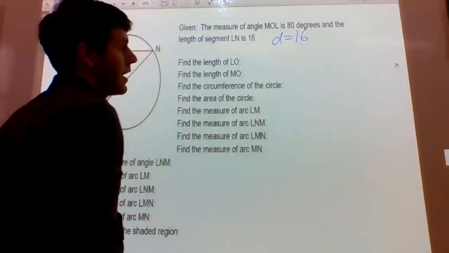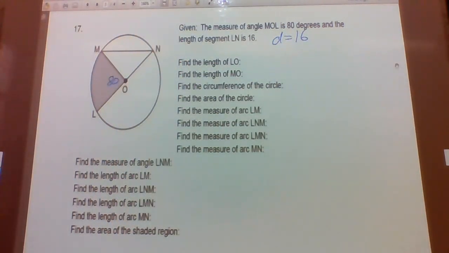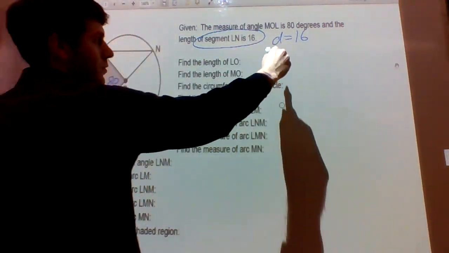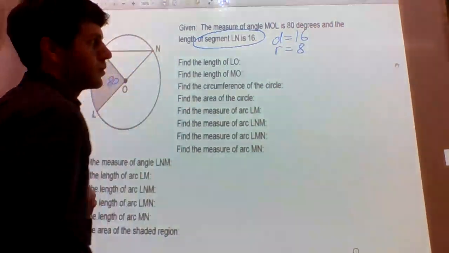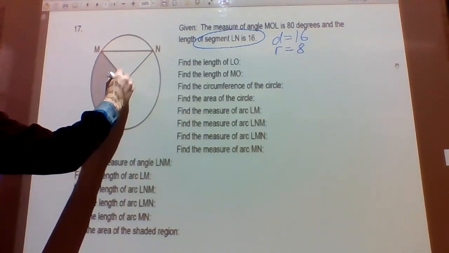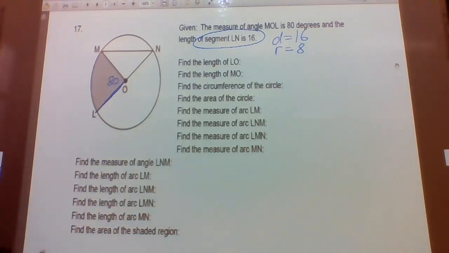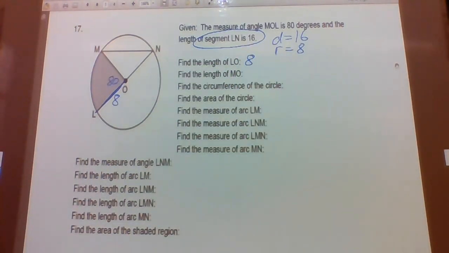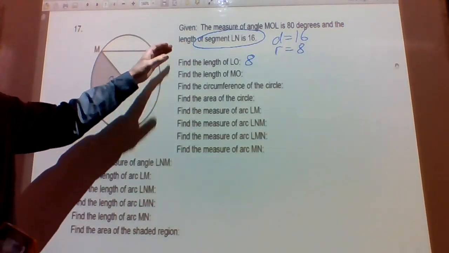We know the radius is half of the diameter, so we know our radius in the circle is going to be 8. This is where the diameter is coming from. Find the length of LO. Well, LO is a radius. It connects the center of the circle to a point on the circle. So this is going to be 8. Length of LO is 8 because it's a radius, and the radius is 8. The radius is 8 because the diameter is 16. The diameter is 16 because it tells us the length of segment LN is 16, and LN is a diameter.